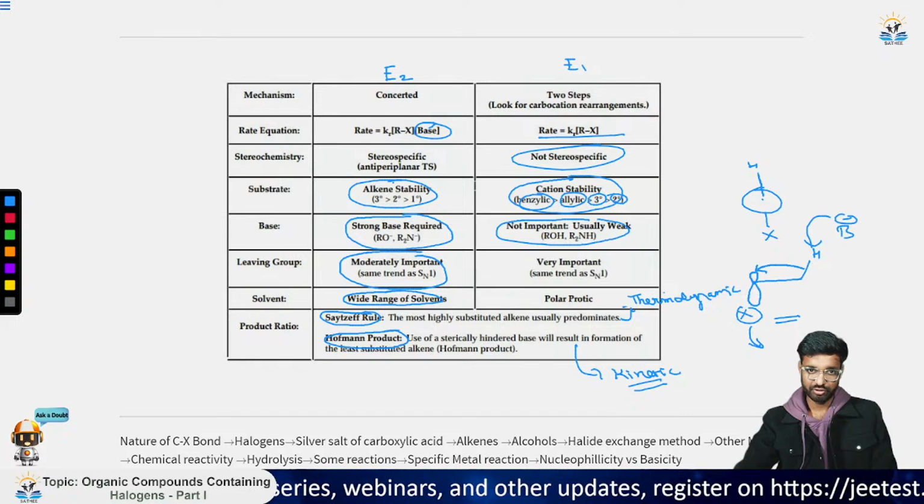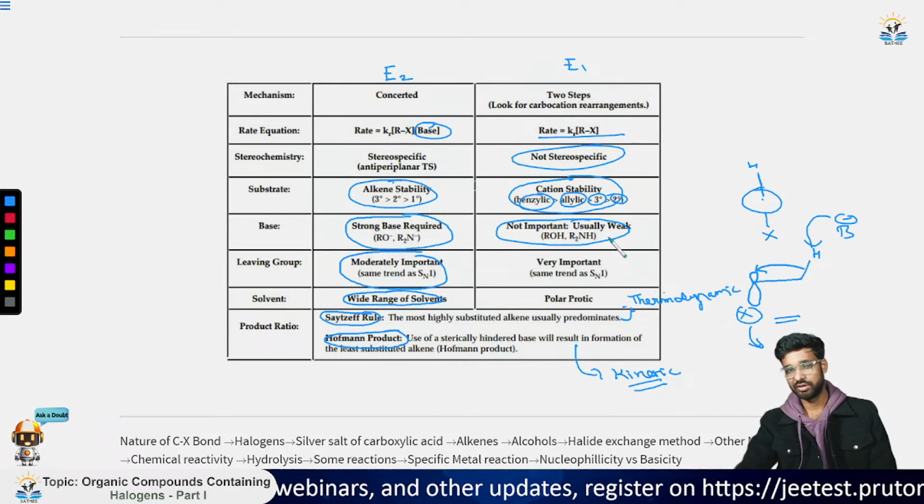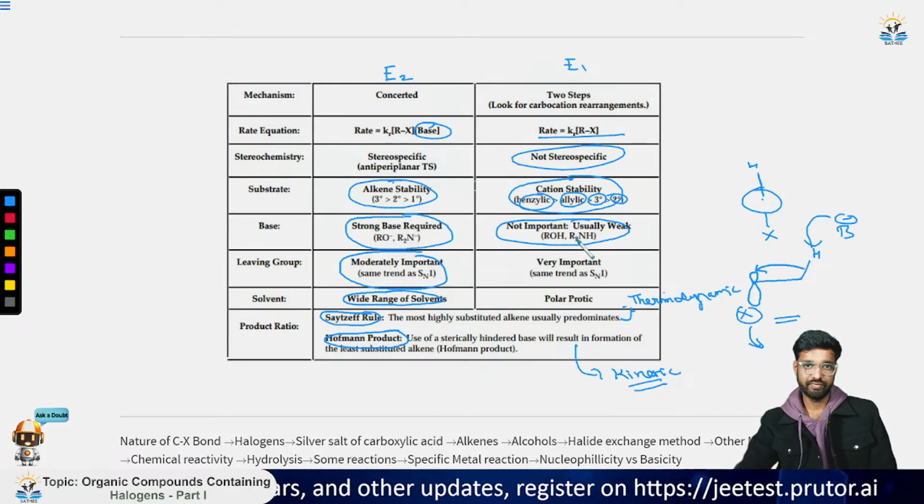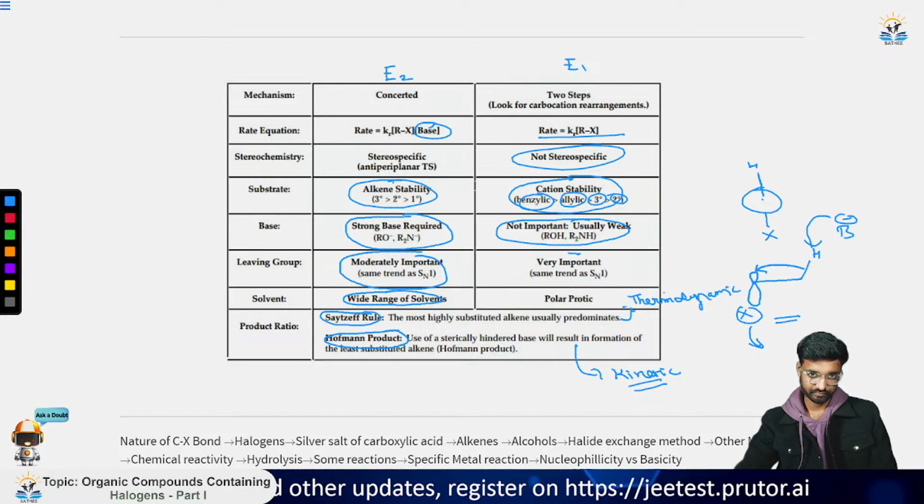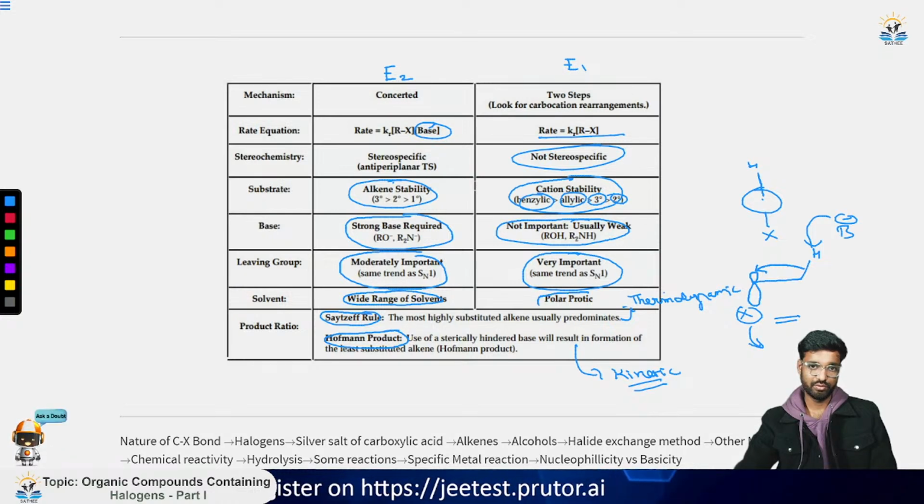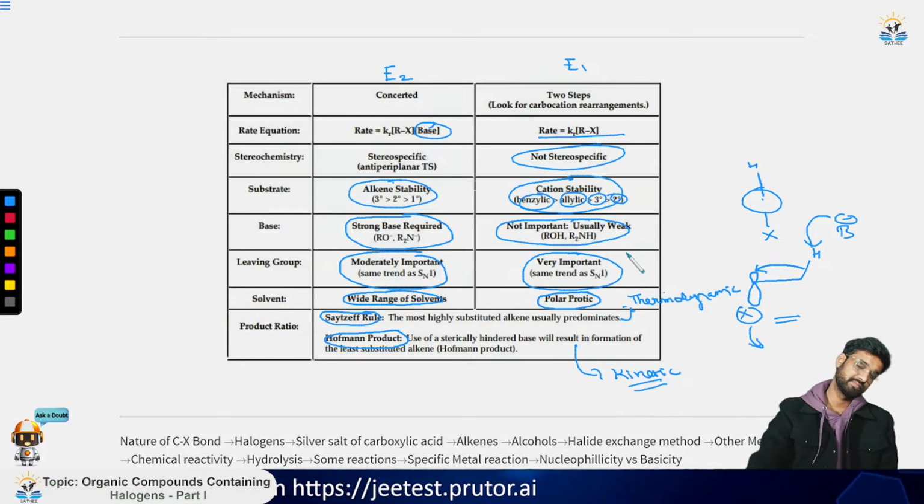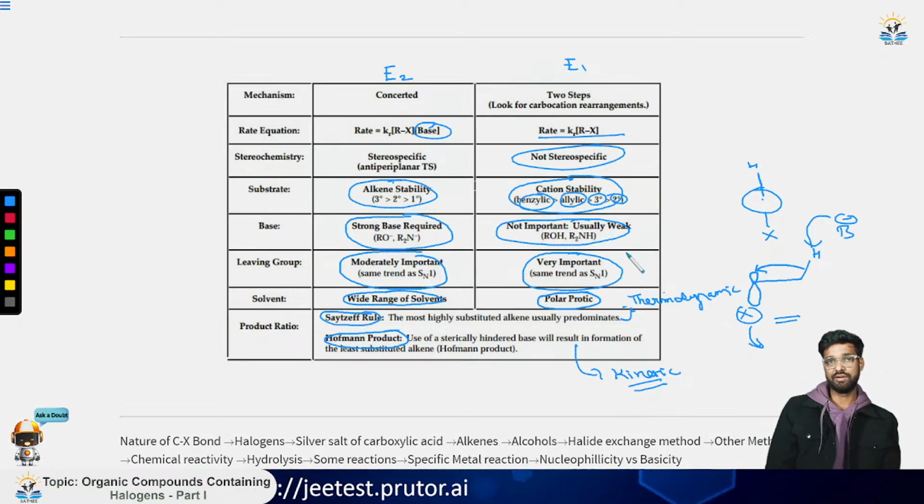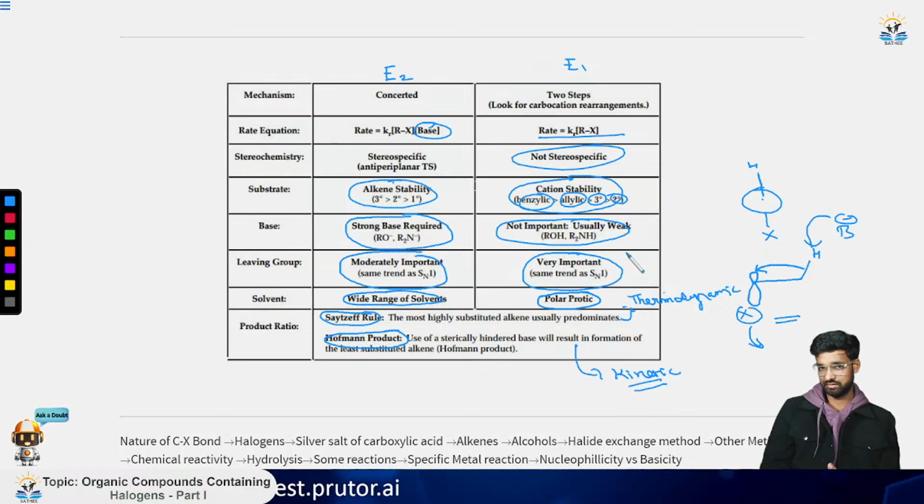The base is not important and can usually be weak, because the X leaves by itself. The leaving group is very important, same as standard SN1. So it requires a polar protic solvent. This should be kept in mind.